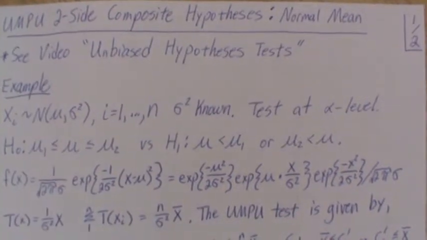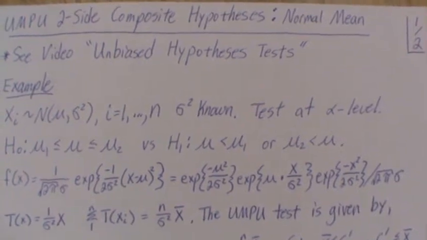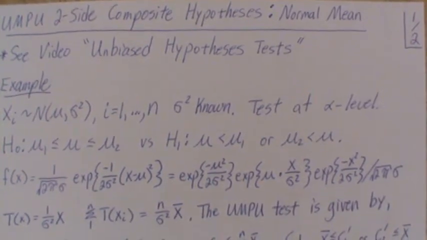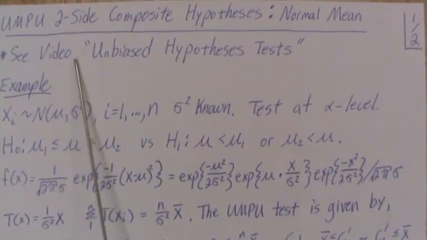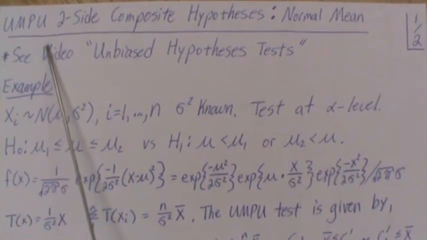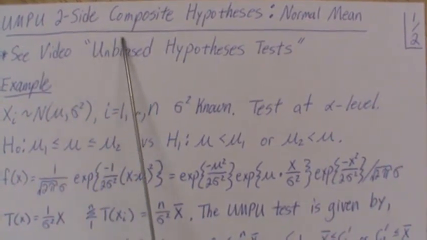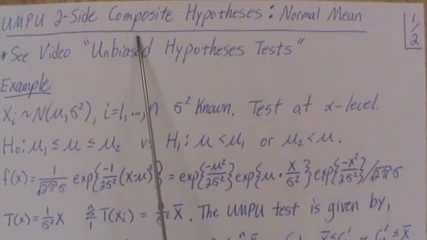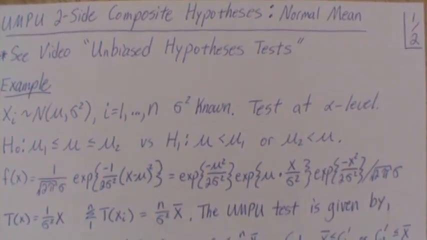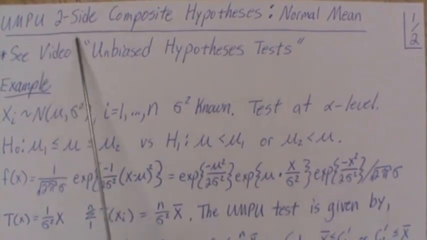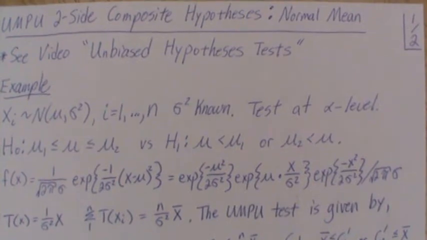Hello, this is the next video in a playlist that I'm calling Hypothesis Testing, and we're in the unbiased phase of the hypothesis testing playlist. Now, we're looking at two-sided, uniformly most powerful, unbiased tests, and in previous videos we looked at simple versus composite hypotheses. In the next few videos we're going to look at composite versus composite hypotheses in the same setting, two-sided, uniformly most powerful unbiased tests.